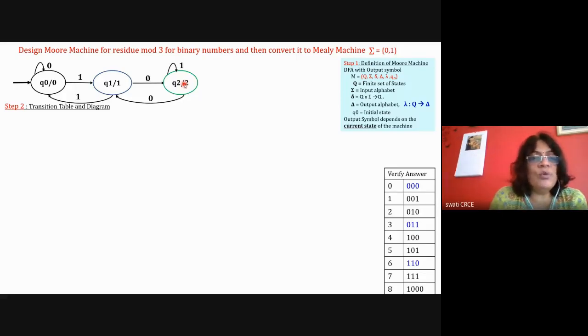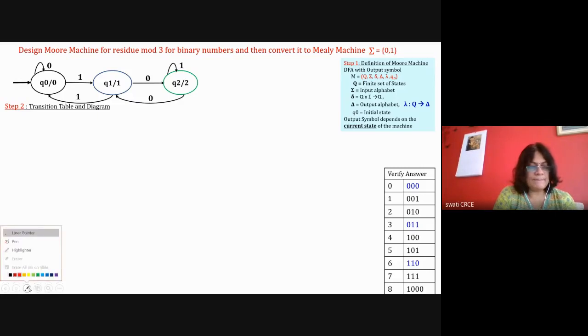So this is the Moore machine diagram. Now you can take any number and check what is the output symbol generated. Take a list of numbers and check what is the output symbol generated. So what is the output symbol generated for 1000? Or we will take one example.